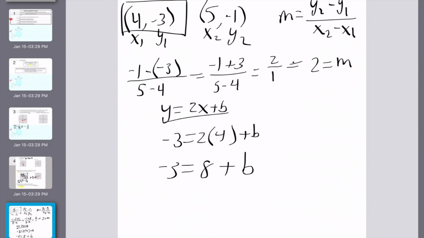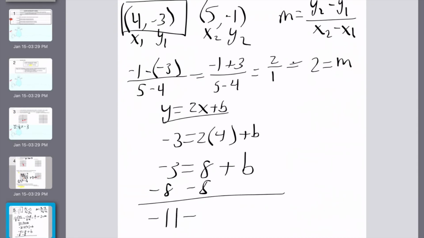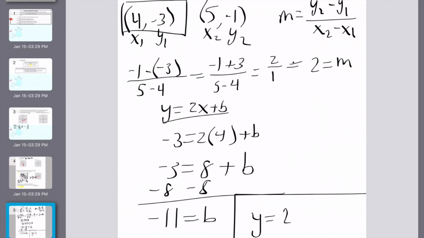Now in order to solve for b, I need to subtract 8 on both sides. So I'm ultimately going to get negative 11 equals b. So when I write my equation, I have y equals my slope, which is 2, times x plus or minus my b. In this case, since it's a negative 11, I can just write minus 11. And that's going to be my final equation. And that is my final question that I have.